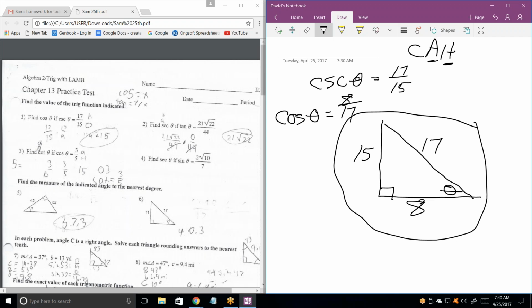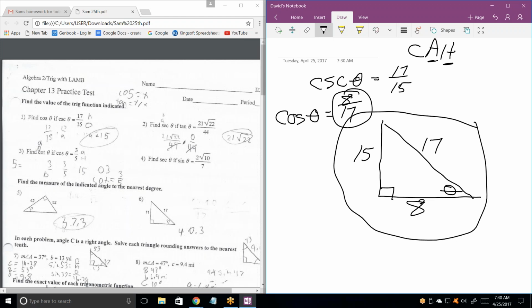Yeah. When you have to, you put that in, then you find the inverse. No, you don't. It says find cosine of theta. We just found the cosine of theta. Oh, you mean you wanted to keep it like that? Okay. They didn't ask to solve for theta.